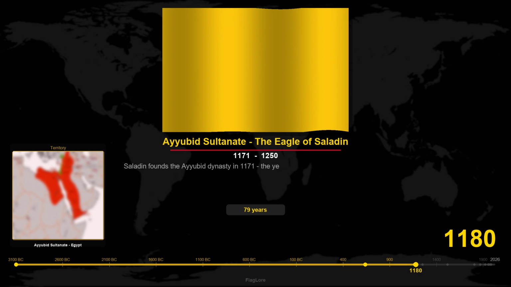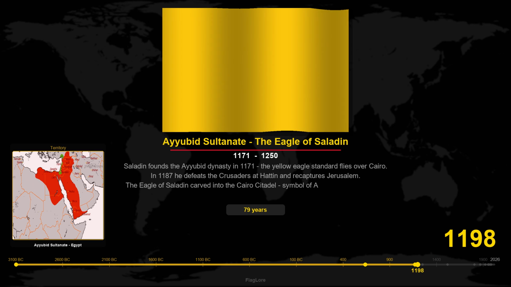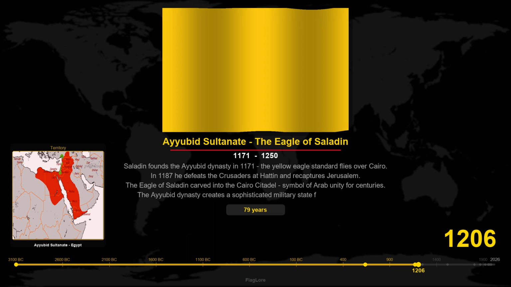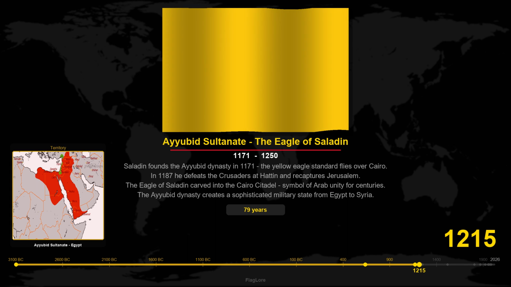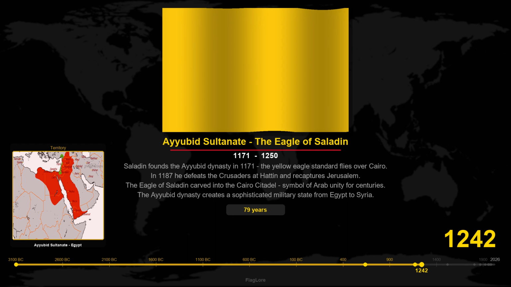Saladin founded the Ayyubid dynasty in 1171, rallying his forces under the Yellow Eagle standard. He successfully recaptured Jerusalem and built a sophisticated military state, famously carving his iconic eagle into the walls of the Cairo citadel.